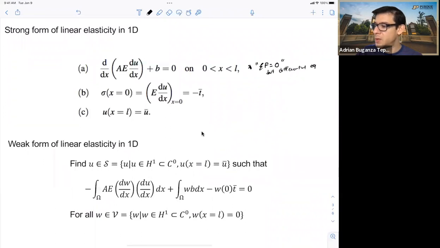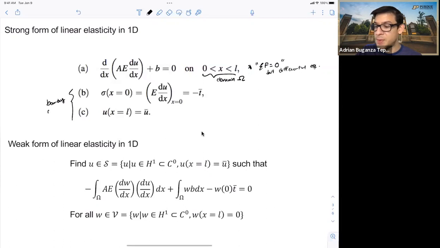And so you can see that that has to be satisfied over some domain, which I typically denote with omega. So you have to satisfy this differential equation over some domain at every single point of the domain. And then you have boundary conditions.